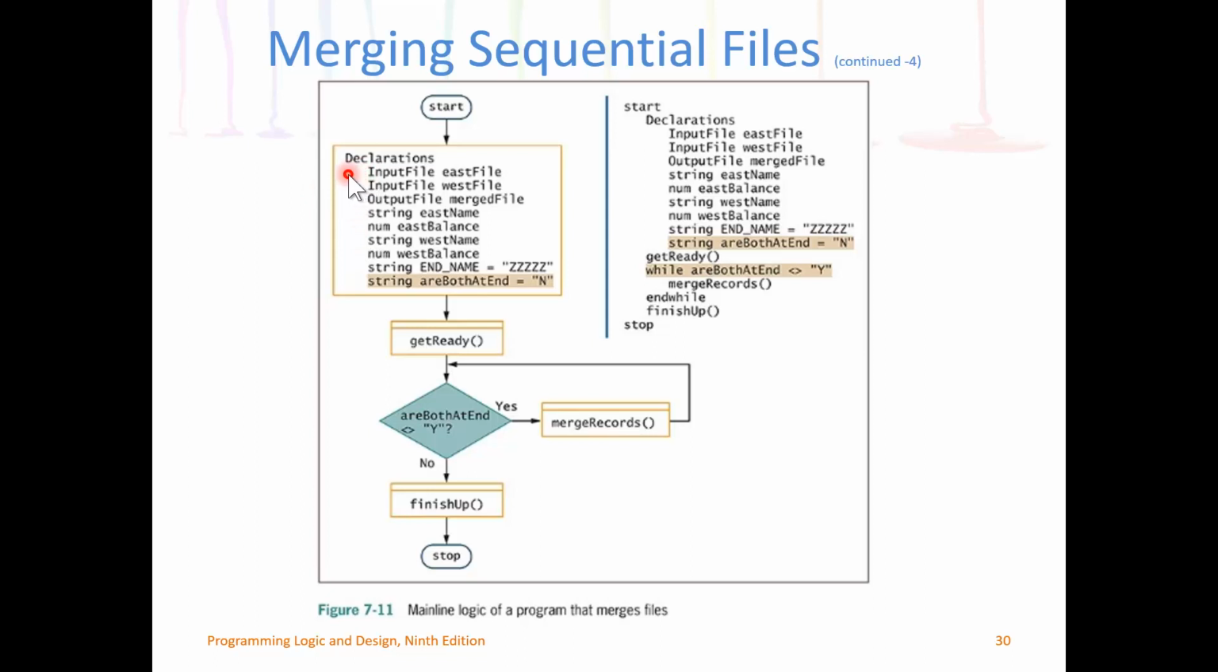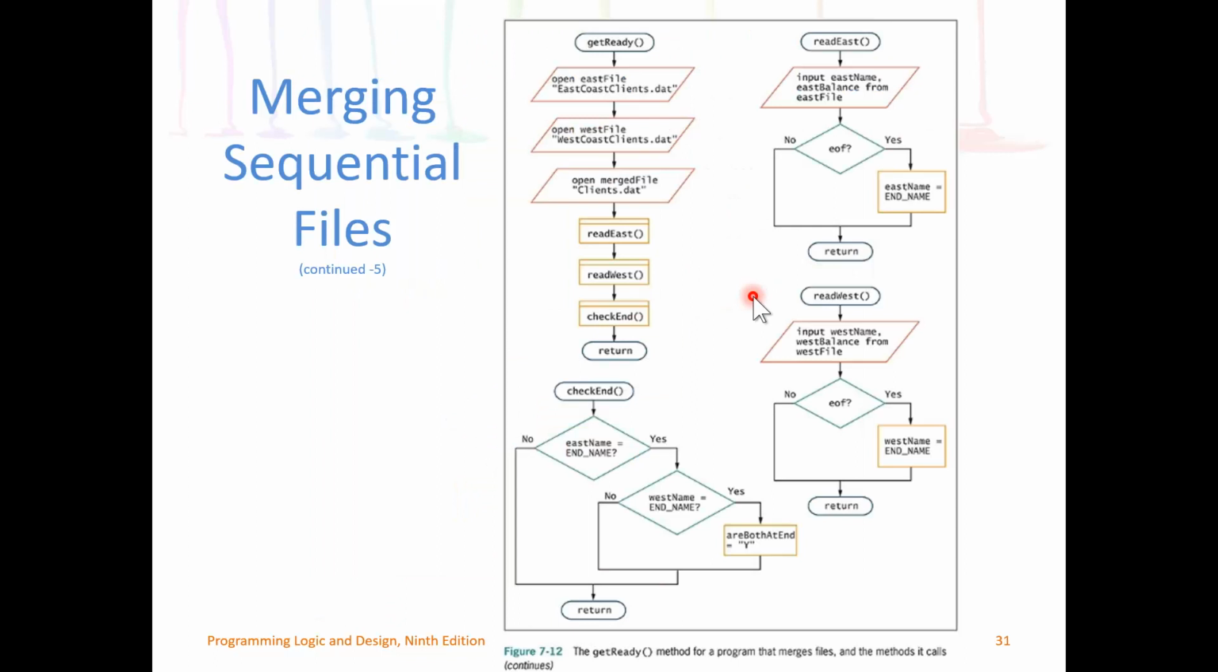What are they doing here? They've declared 2 input files and 1 output file, and they've got the other variables they need. And then our main processing is going to be while both are not at end of file, we're going to merge records. So this loop is just going to keep going, merging records until both of these files are at end of file, in which case we're going to set this flag to true. So merge records is where the detail is happening.